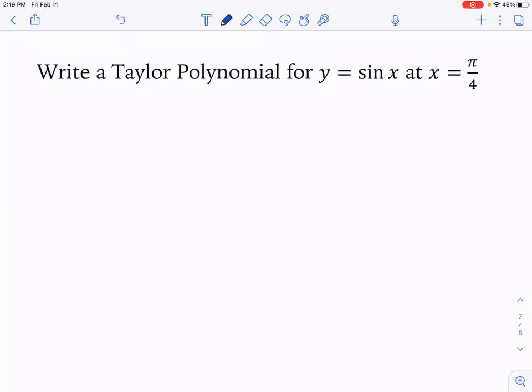Okay, we are going to write a Taylor polynomial for y equals sine of x at x equals pi over 4. This will be the last one.